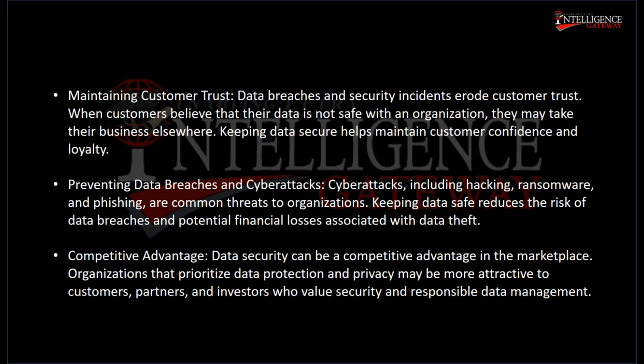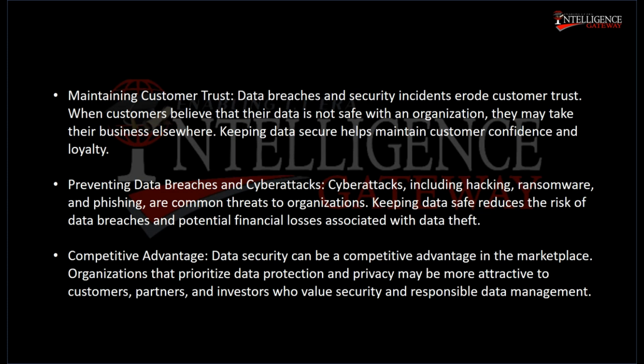Maintaining customer trust. Data breaches and security incidents erode customer trust. When customers believe that their data is not safe with an organization, they may take their business elsewhere. Keeping data secure helps maintain customer confidence and loyalty.